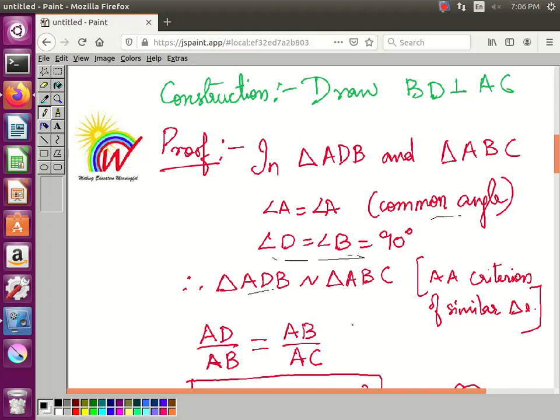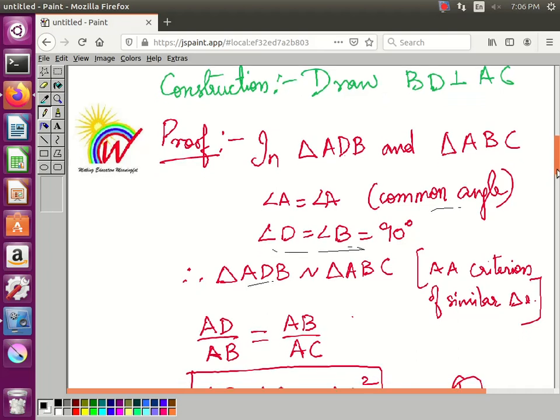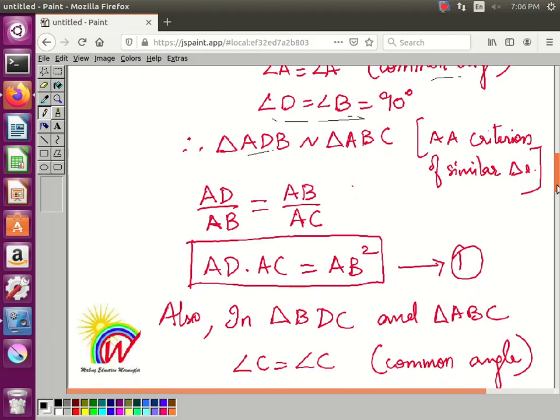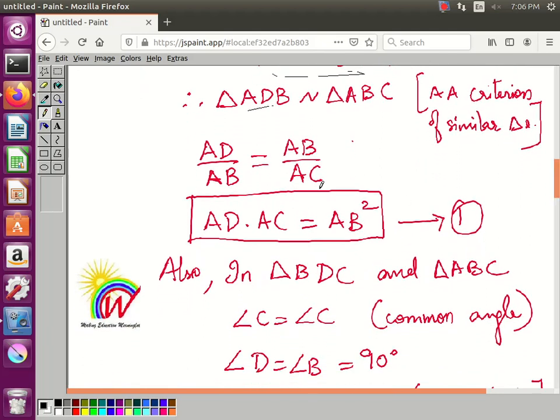Okay, so that is how we have written the proportional sides. Now if you cross multiply these two, what happens? AD and AC get multiplied and AB and AB get multiplied, right? You're actually doing a cross multiplication. So AB and AB get multiplied and you get AB square here. AD and AC get multiplied and you get AD times AC. So this we'll keep as one statement.